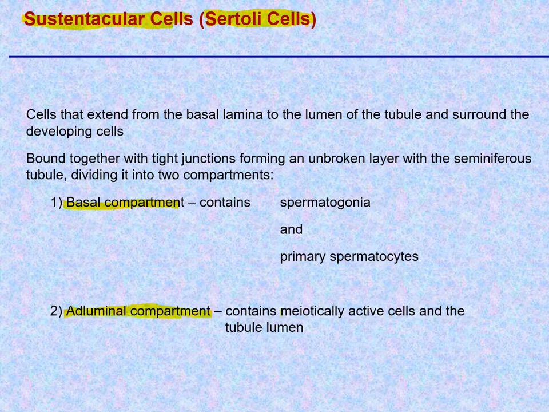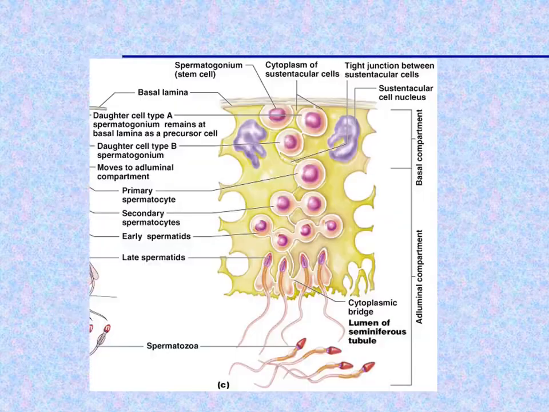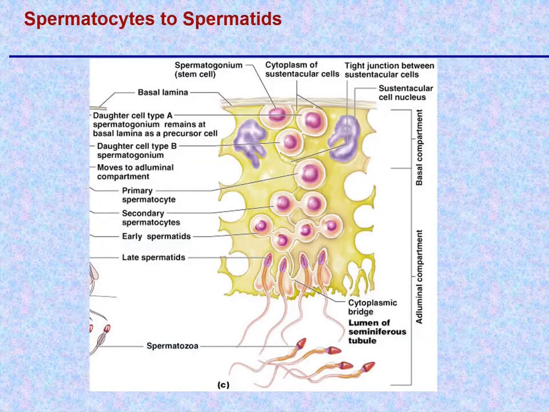That's where you have the meiotic division of cells during the process of spermatogenesis. Here in the basal compartment, what you have are the 2N spermatogonia and primary spermatocytes. There's a primary spermatocyte, and there's a spermatogonium. This is the basal compartment here, and this is the adluminal compartment.